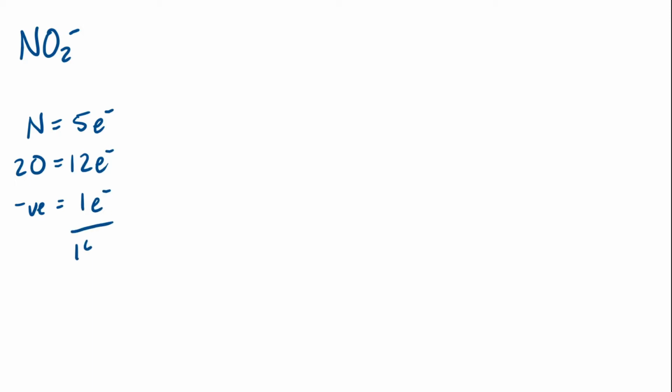First, we determine the total number of valence electrons available to us as a working budget. So that's 5 electrons from nitrogen, 12 electrons from the 2 oxygens, and the negative sign tells us that it's an anion and that we have 1 extra electron, or 18 in total.